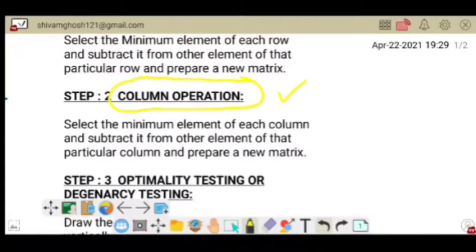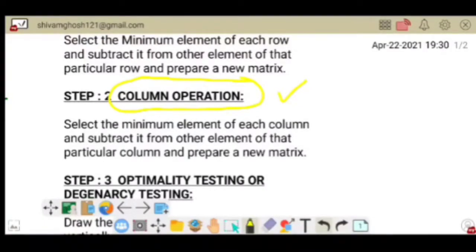Why does the question always mention selecting the minimum element, and not the maximum? Because this is a minimization type of problem. If it were a maximization type of problem, then the minimum would be replaced by maximum. So this is the method we have to follow: select the minimum element of each column, subtract it from the other elements of that column, and prepare a new matrix.